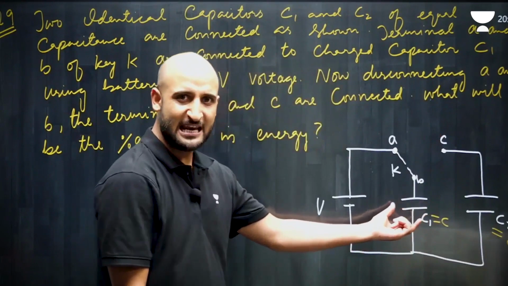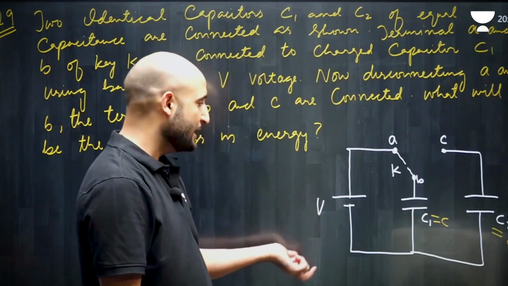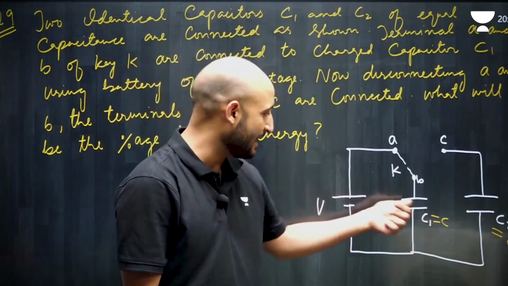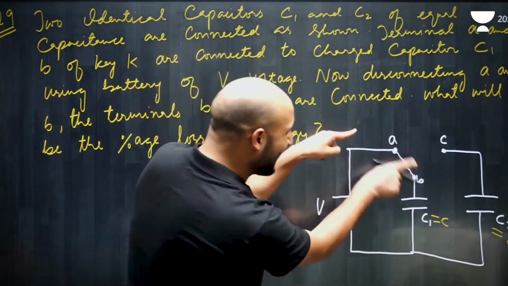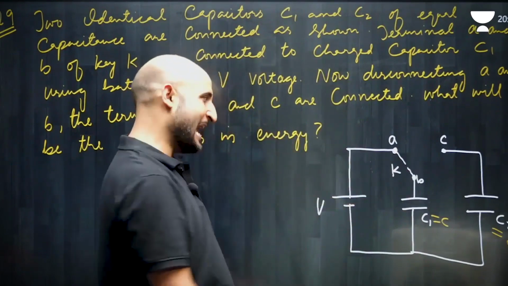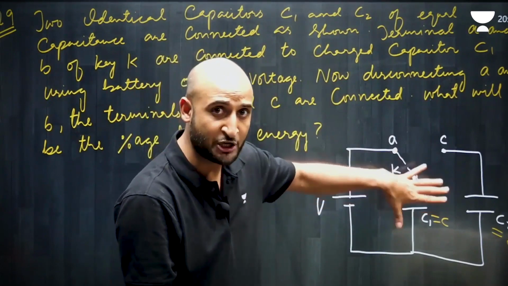You have capacitor C connected with a battery of voltage V. That means this voltage V will go to this capacitor, that's C, right? So it will have a voltage V. By connecting A and B, you are charging the capacitor C1 to voltage V, right? Now you are disconnecting this, since the capacitor is already charged at a potential of V.